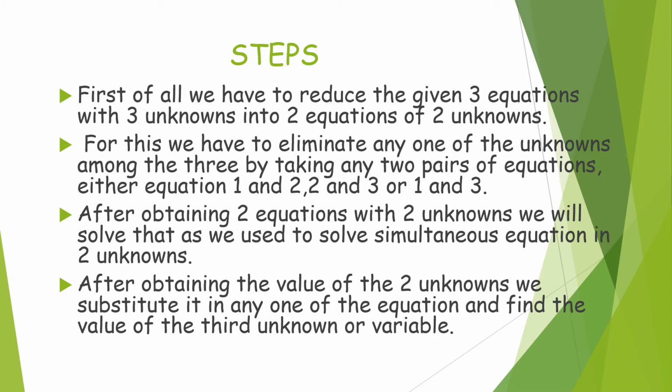For this purpose, we have to eliminate any one of the 3 unknowns by taking 2 pairs of equations, either equation 1 and 2, 2 and 3 or 1 and 3. So after eliminating one unknown, we will get 2 equations with 2 unknowns or 2 variables.